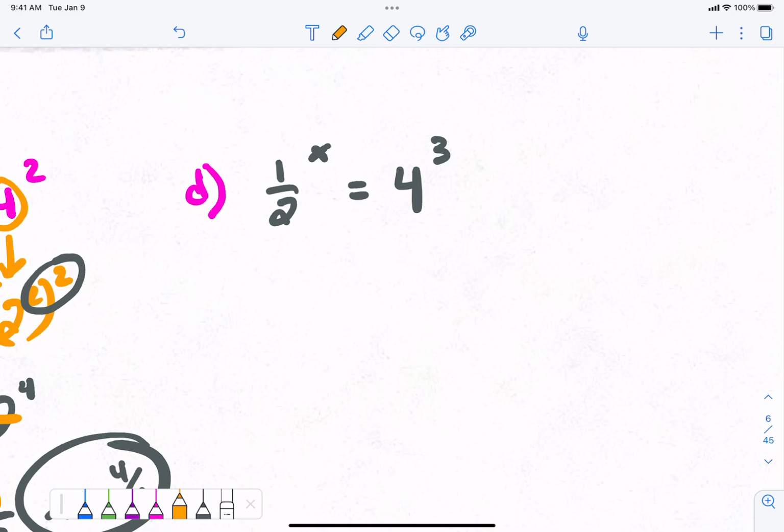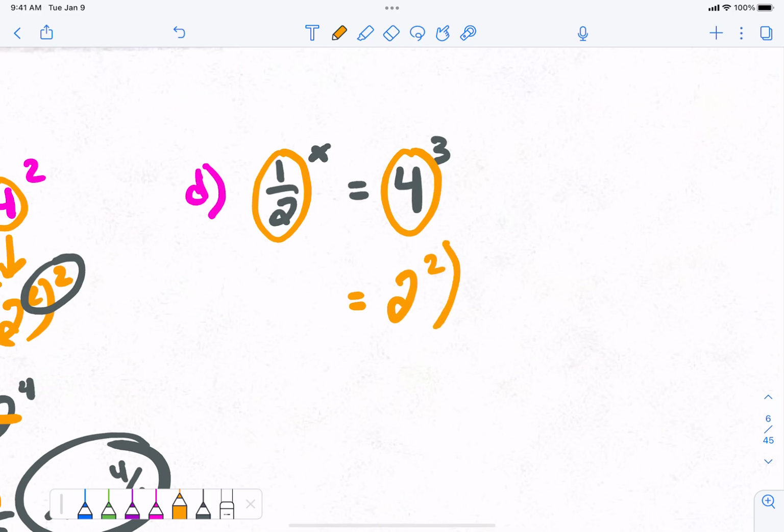Okay. My two bases are 1/2 and 4. I'm going to start with the 4. And 4 broken down can be written as 2 squared, and then I still have the 3 power there, right? So 4 I've replaced with 2 squared. Now 1/2 can be written as a base of 2 also. 2 to the negative first power, right?